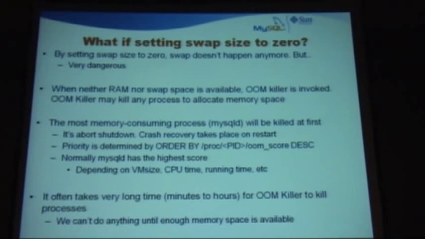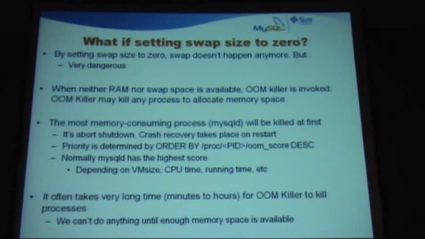Then swap doesn't happen anymore. But this is very dangerous, so don't do that. Why? When neither random access memory nor swap space is available, the OOM killer, OOM meaning out of memory killer, is invoked. And the OOM killer may kill any process to allocate memory space.